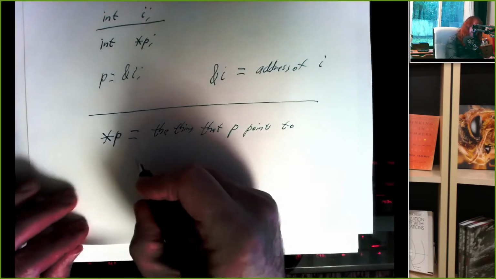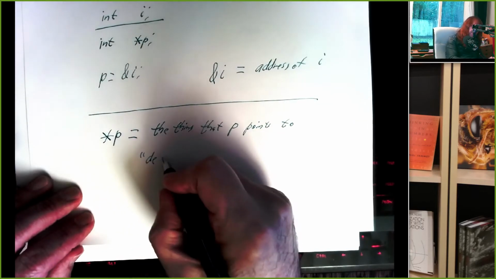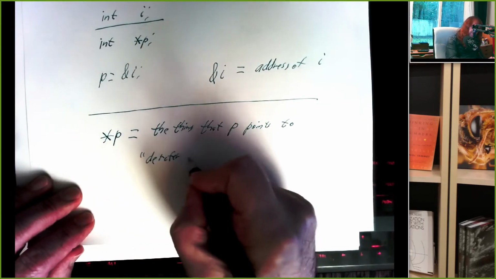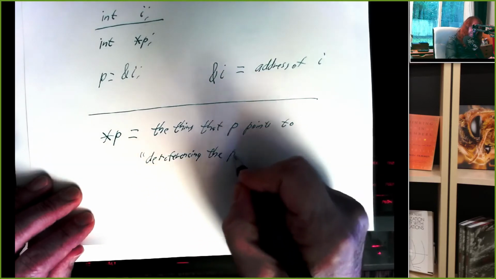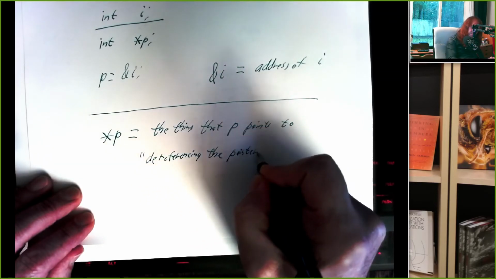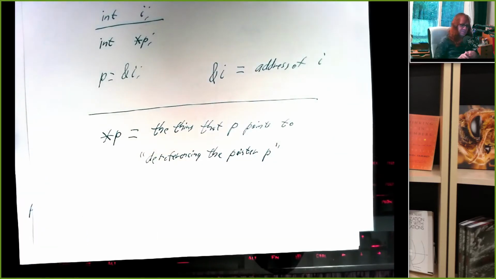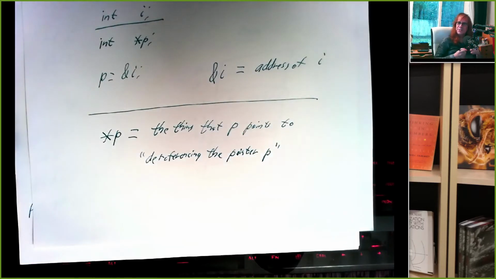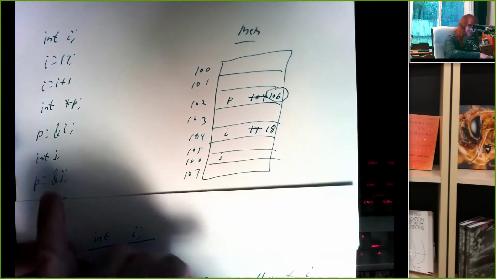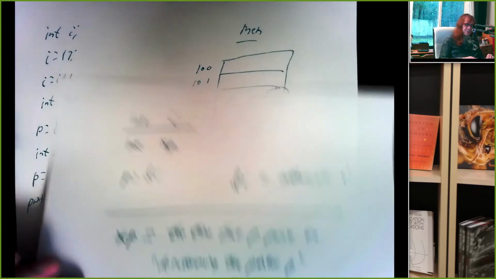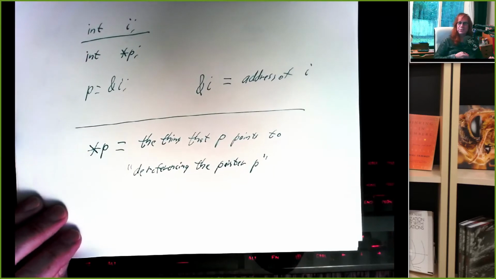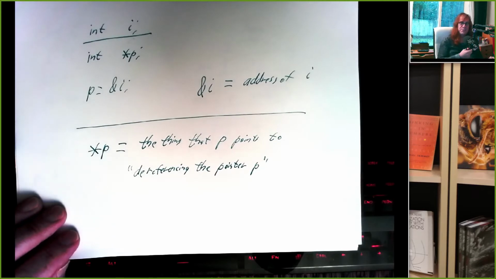This star is sometimes called dereferencing a pointer. P, since it's a pointer, we can think of it as a reference to something, right? P is pointing to or referring to something else in memory. To dereference that pointer is to say, let's find the thing that it points to.